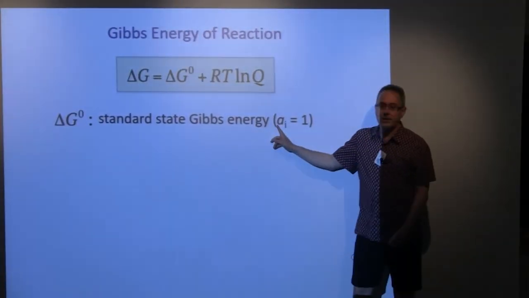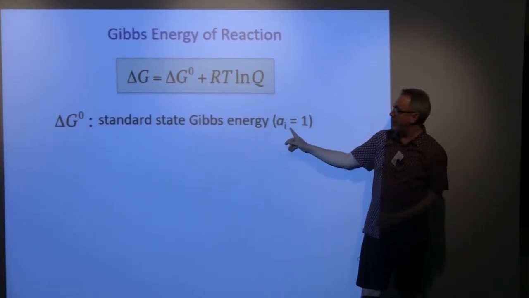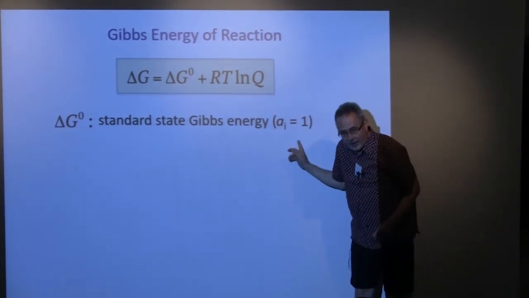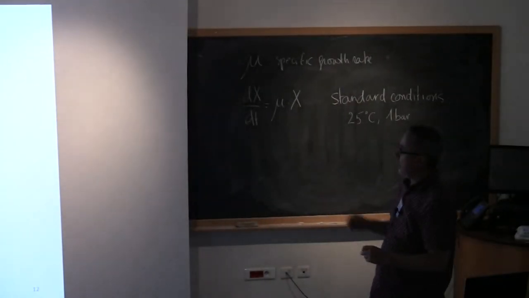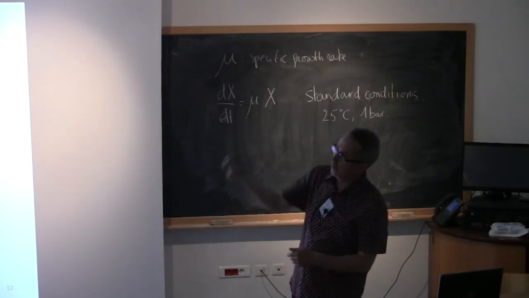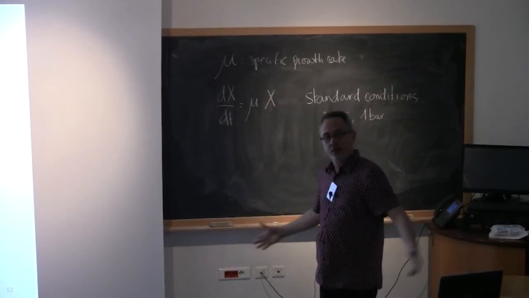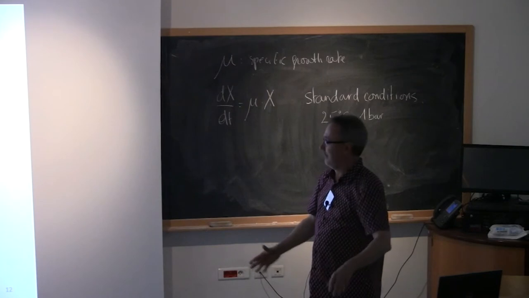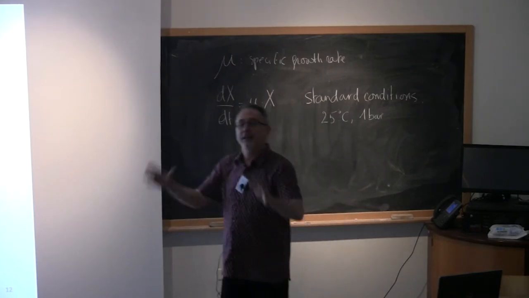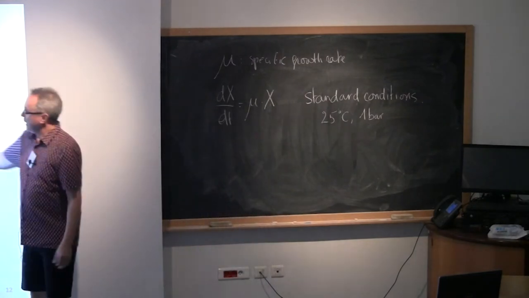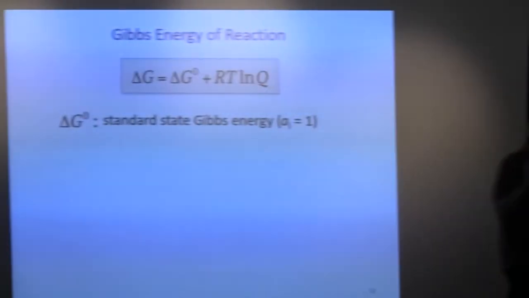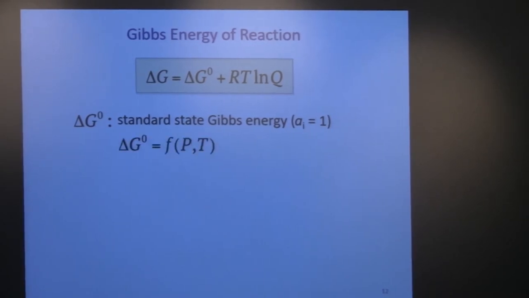The definition of standard state is when the activities of all the reactants and the products in your reaction are equal to one. How you define those, again, you have to go through a certain number of conventions. At some point in the early previous century, they brought all these physical chemists together in one room and said, okay, define all these standard states, define all these activities. But this is the true definition of a standard state. Because you can define a standard state Gibbs energy at any given pressure and temperature.